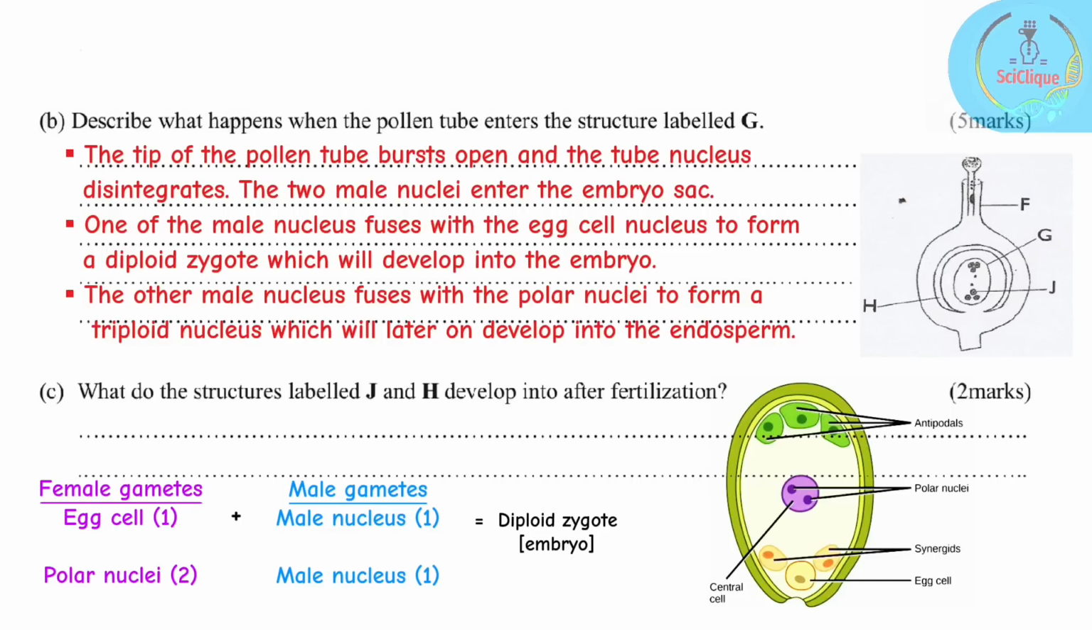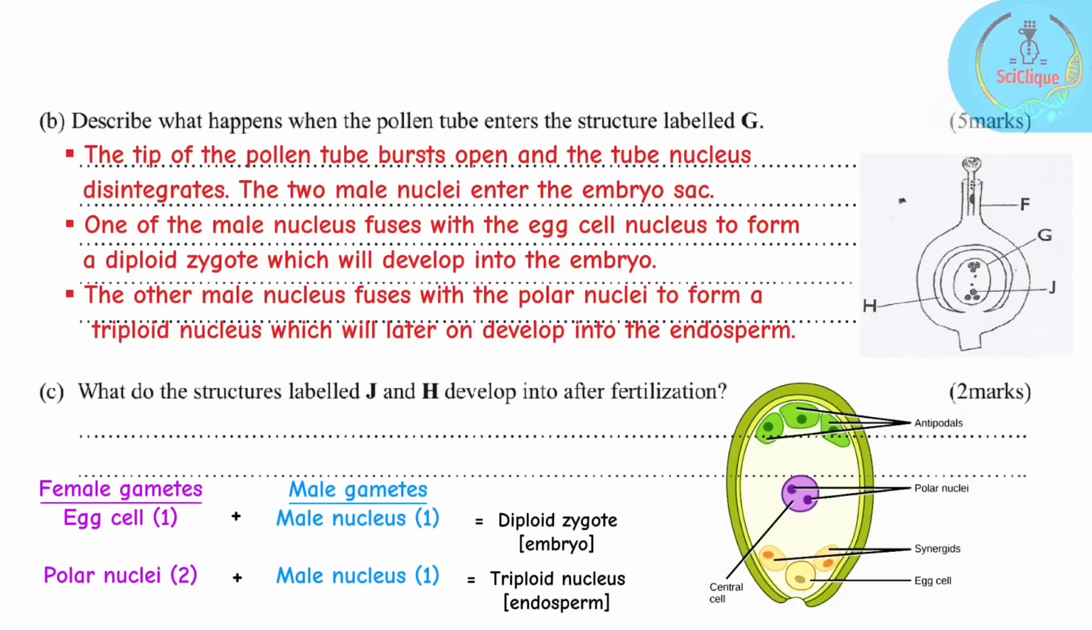Now, in the other case, we're still remaining with 1 male nucleus, okay? So this is going to fuse with the 2 polar nuclei, leading to the formation of a triploid. Why triploid? Because it has 3 sets of chromosomes. 1 from the male nucleus and 1 from each polar nucleus, okay? So 3, triploid. Now this is going to lead to the formation of the endosperm.